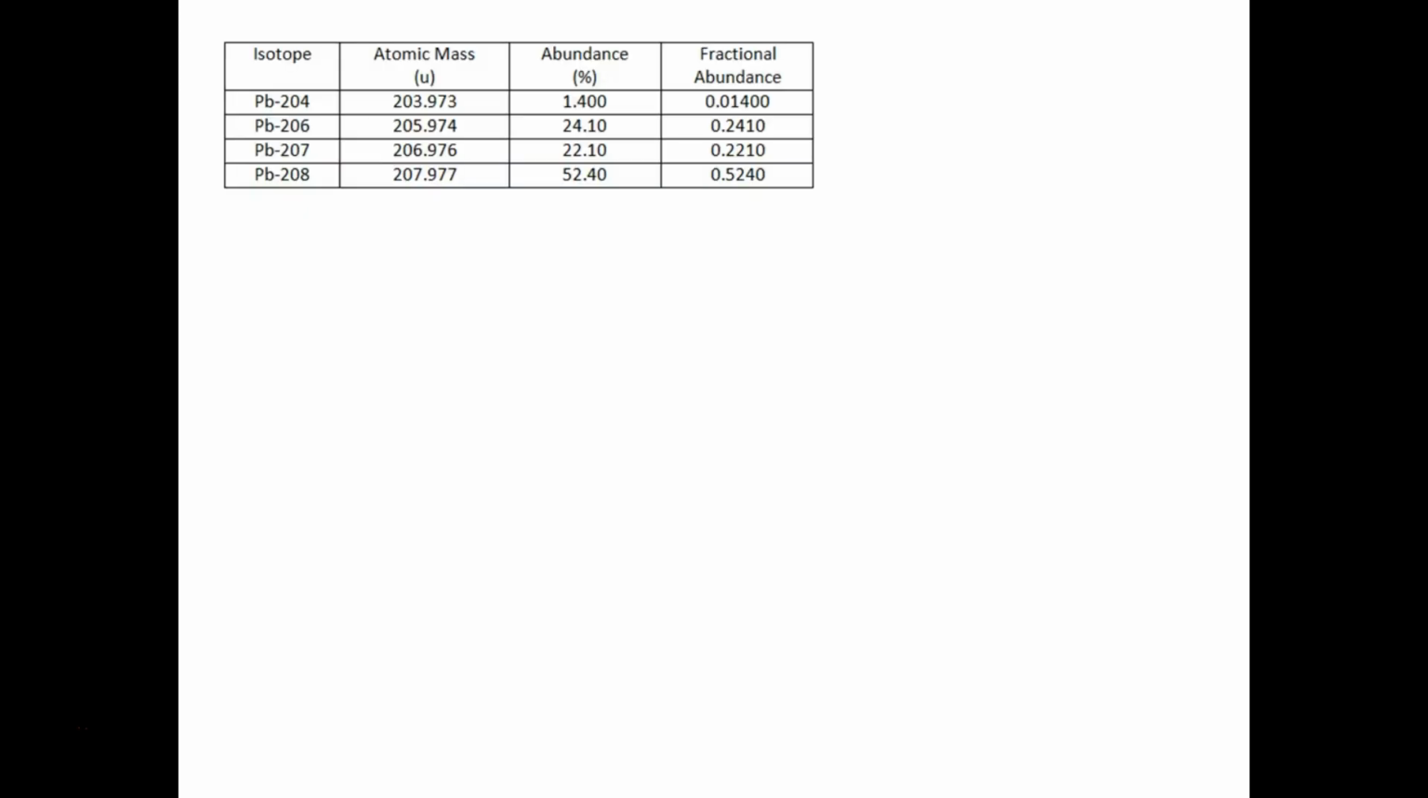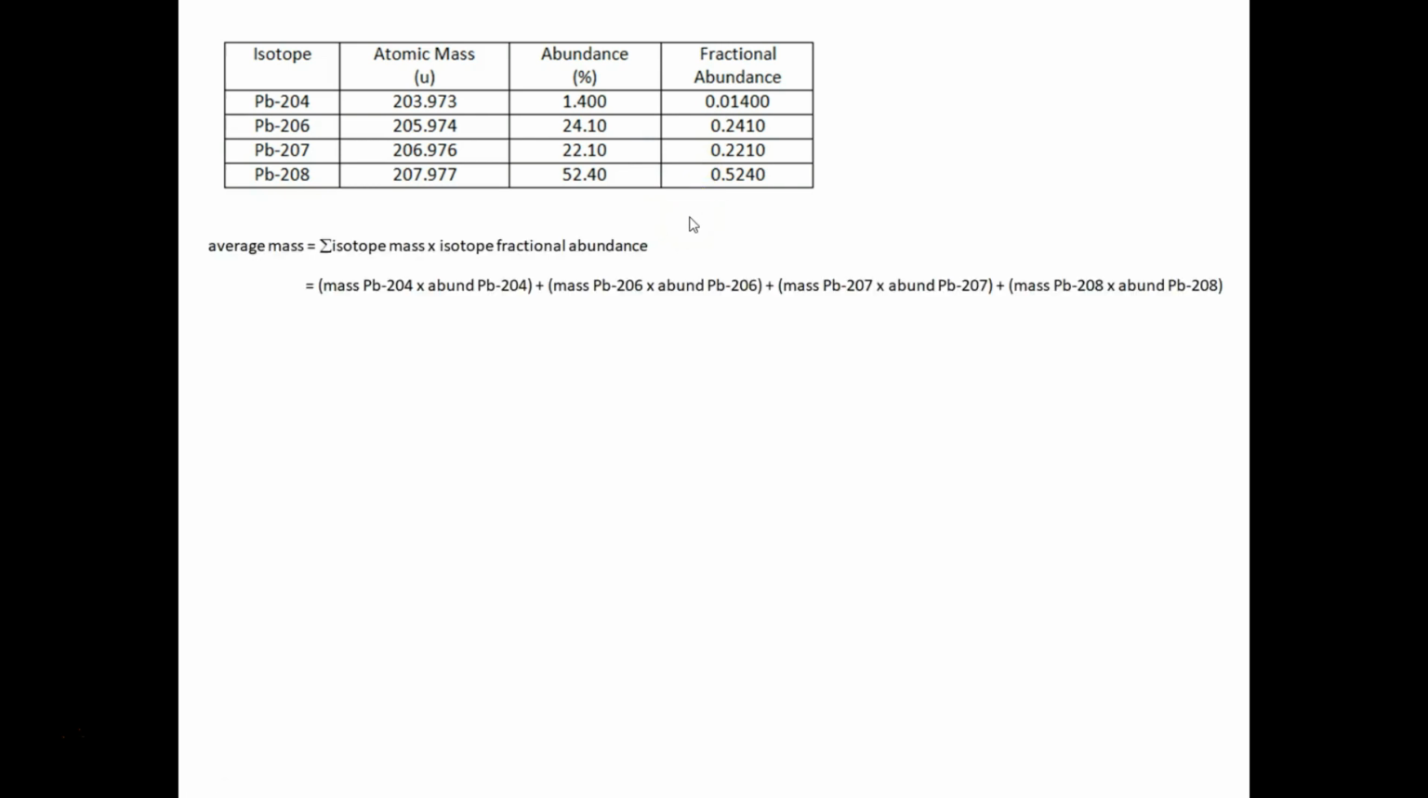So the first thing that we want to do is just summarize our data so that we can see what's going on. So what I've done is I've written in a table where here's the isotopes, here's the mass of each isotope, here's their abundance. Now, because we need our fractional abundance, or our abundance not in a percent but in a decimal, what I did was I divided each of these values by 100 to get to a decimal value.